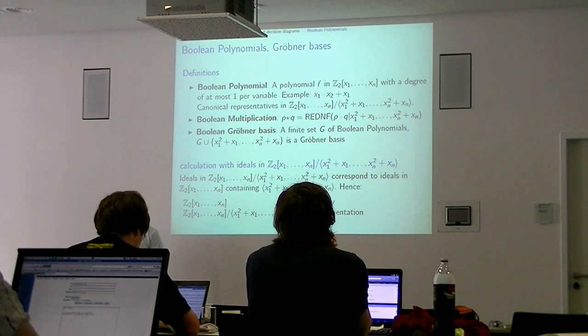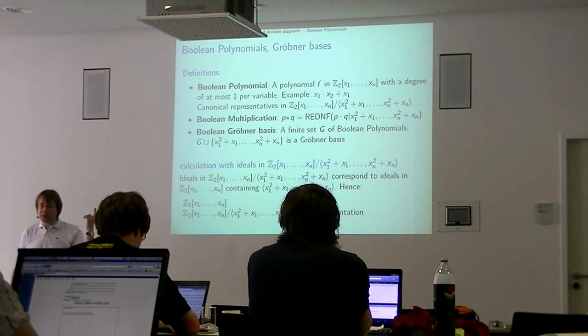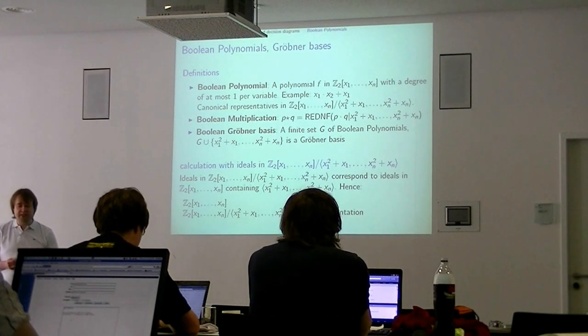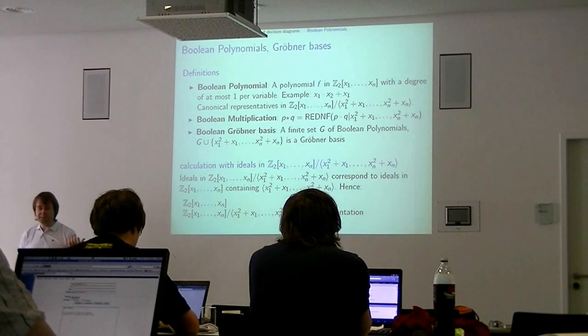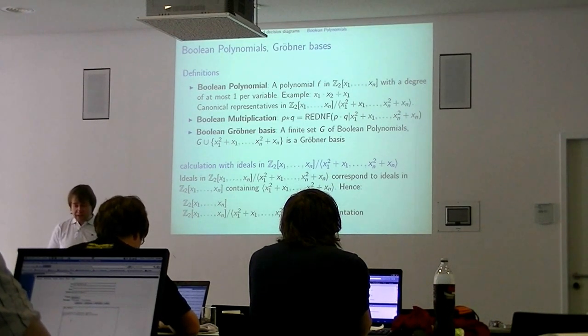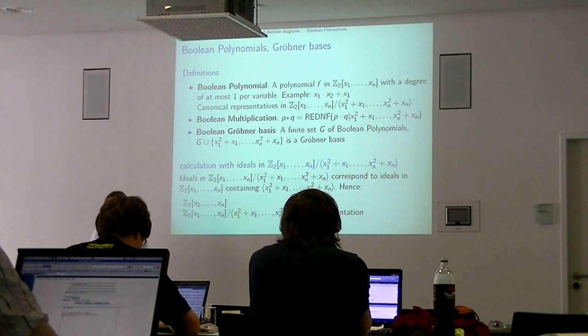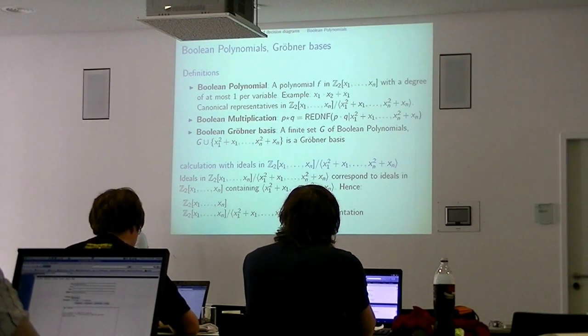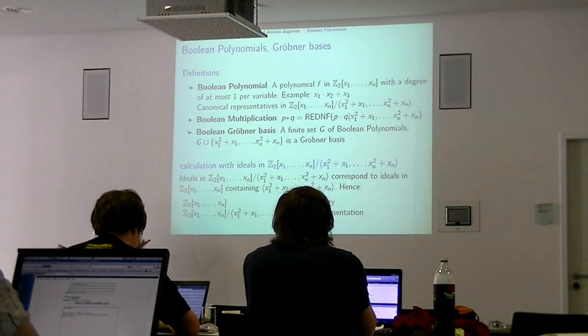So, we just talked about Boolean functions. Now I introduce Boolean polynomials. A Boolean polynomial is just a polynomial over Z2 where no exponent is bigger than 1. In fact, these polynomials correspond exactly to these Boolean functions, and you can also consider them as canonical representatives in this quotient ring. Some people talk about this quotient ring, but for me, I do this theory always in the polynomial ring itself with ideals containing the field ideal, because this way you can really apply the general theory.